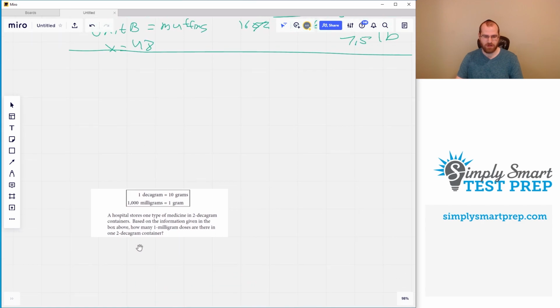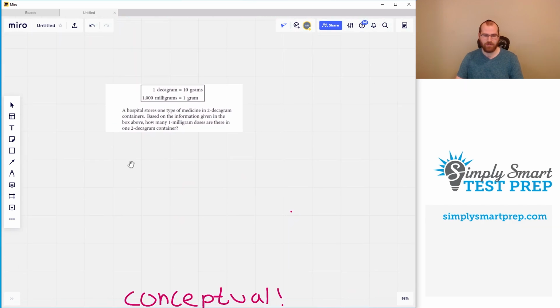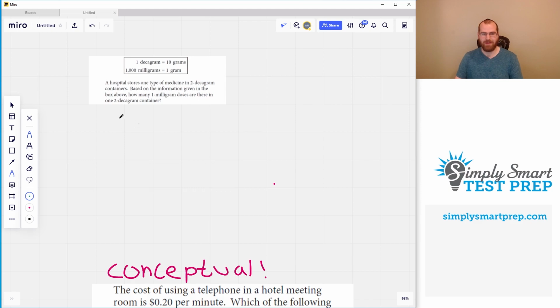Problem number 2. Now we're going to get into where we have a number in the unit that can get confusing. Okay, so let's figure out unit A first. I'm just reading this last part. Based on the information given in the box above, how many 1 milligram doses are there in one 2 decagram container? Unit A, 1 milligram, technically 1 milligram dose.